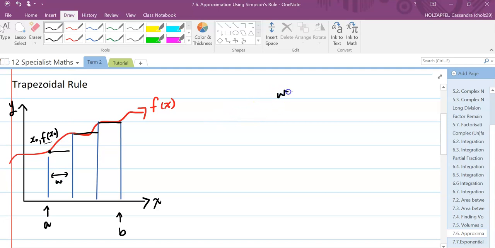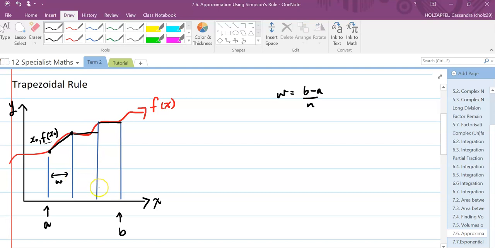The width of each of these strips is going to be equal to the distance between the points I'm interested in, so between A and B, divided by how many strips I have. But if I do this method, you can see there's quite a bit of error associated with this. So the trapezoidal rule actually gets around this. Rather than treating these as rectangles, it treats these as trapezoids.